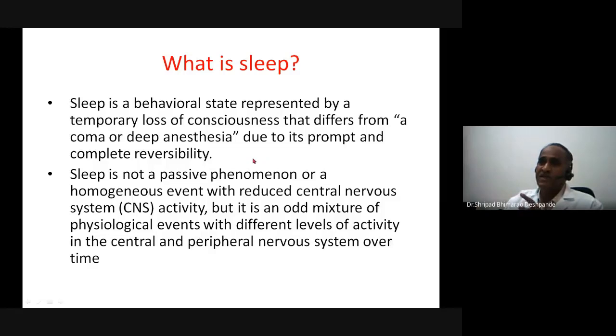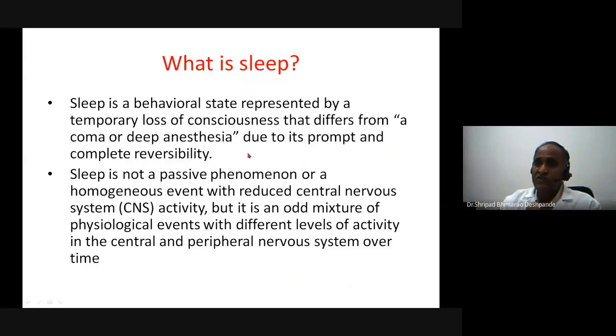This does not complete the definition of sleep. Sleep is not a passive phenomenon, or a homogeneous event resulting from reduced activity of certain parts of the central nervous system. Sleep is an odd mosaic, a complex mixture of physiological events happening at different levels of the neuroaxis, involving the central and peripheral nervous system over a period of time. That's what total sleep is about.